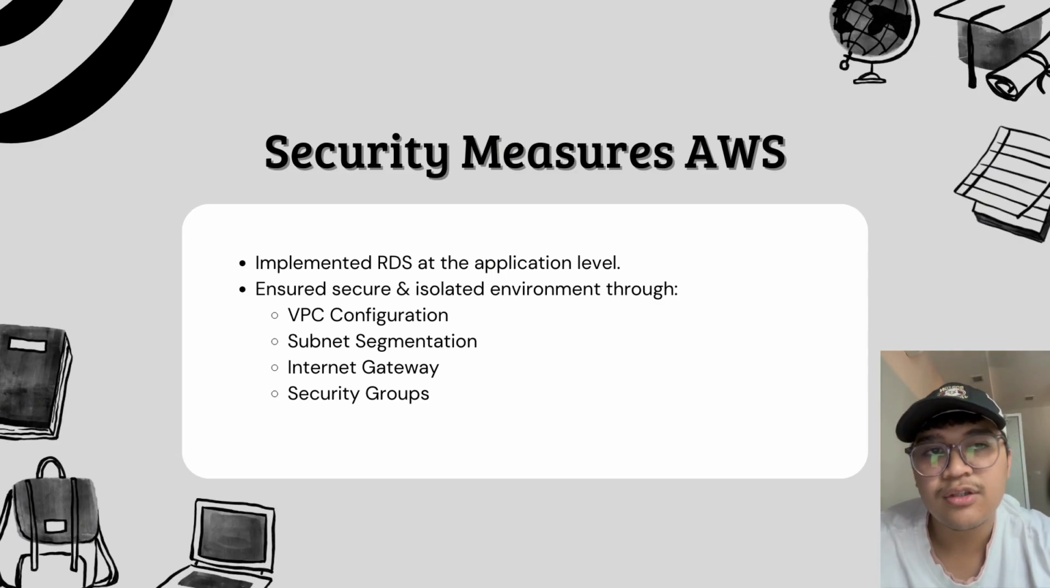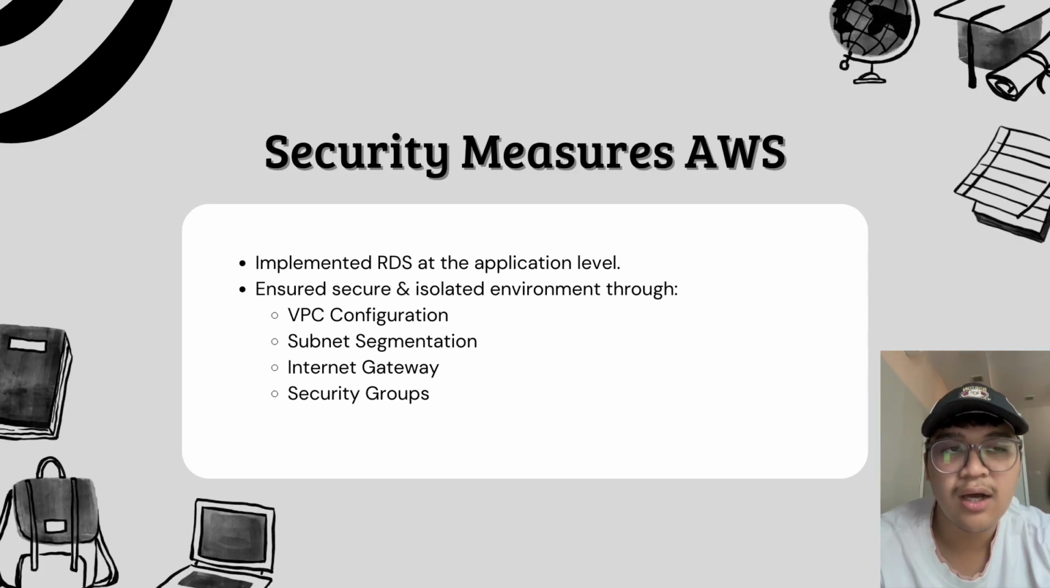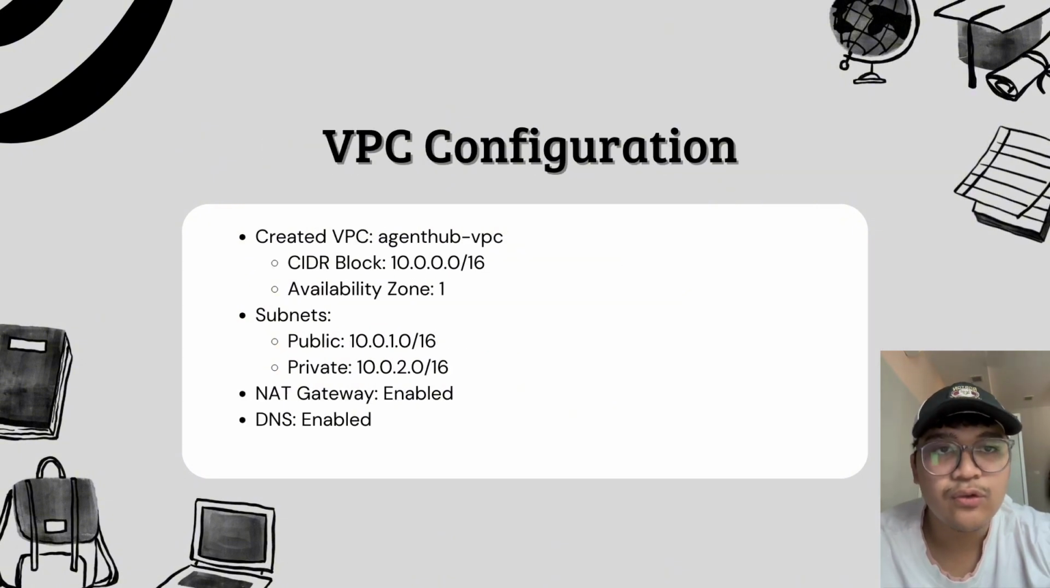Next one is a security group, set up to regulate traffic. The AgentHub security group allows HTTP access to the web servers, and the AgentHub DB security group restricts database access to only trusted web servers within the VPC. Okay, next, the VPC configuration.